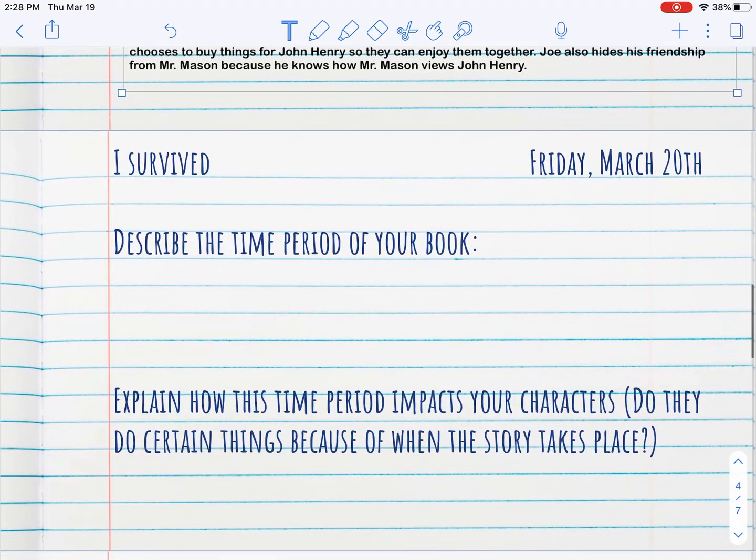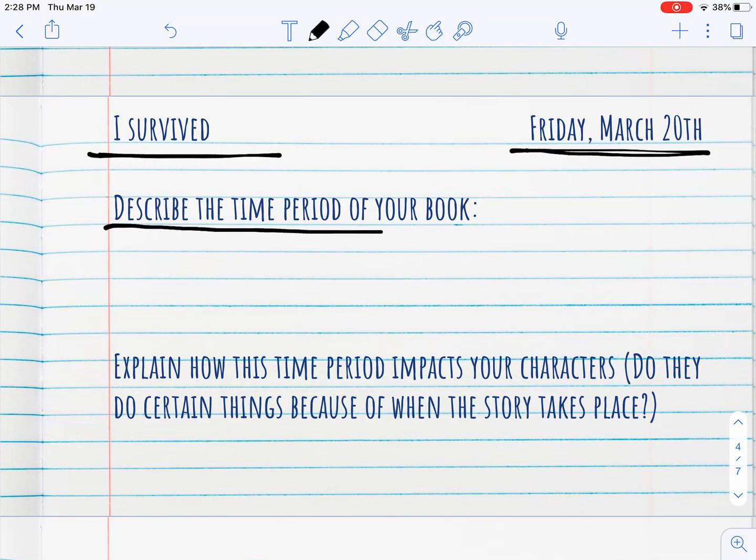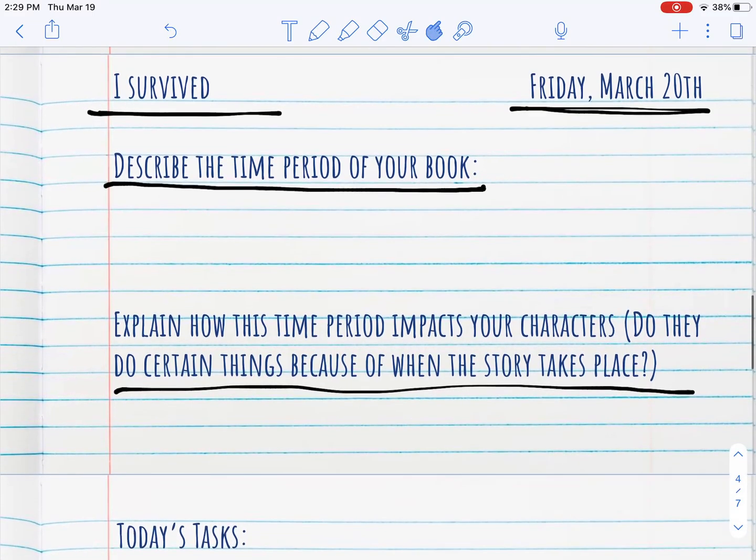You're going to complete this in your reading notebook, which I've started a sample here. So you're going to put the title of your book, remember, title at the top on the left. You're going to put the date on the right, and then you can describe the time period of your book, and you're going to go ahead and put that underneath, and then go ahead and write this, and you're going to explain what your characters do based on the time period they're in.